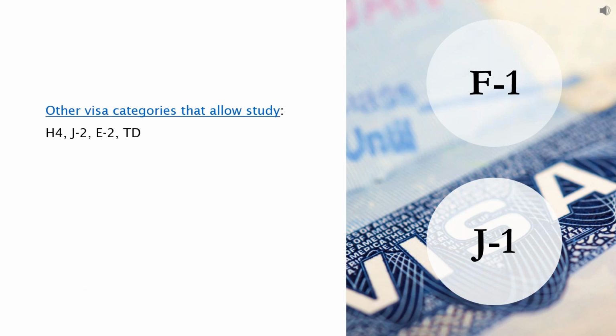There are other visa categories that do allow study, such as H4, J2, E2, or TD. B1, B2, and F2 do prohibit full-time studies. So with those, you cannot be a full-time student.